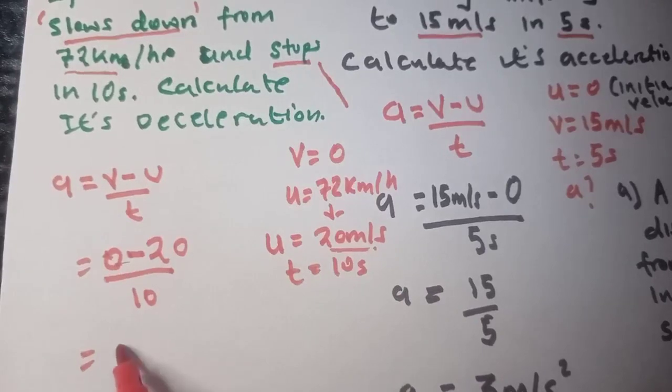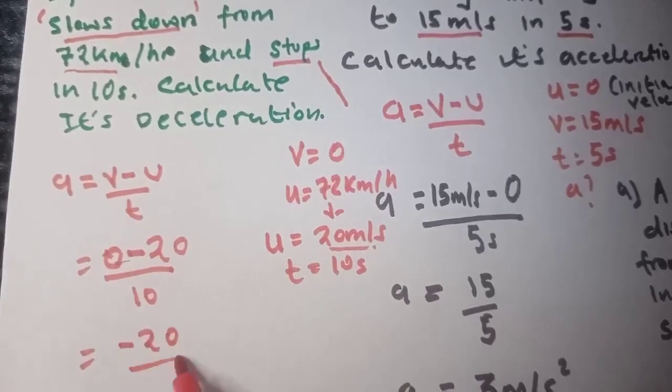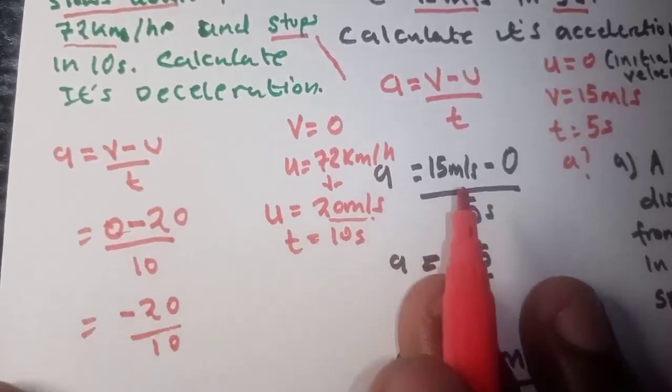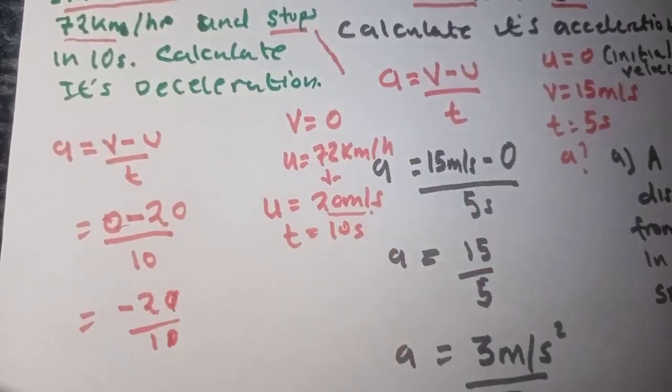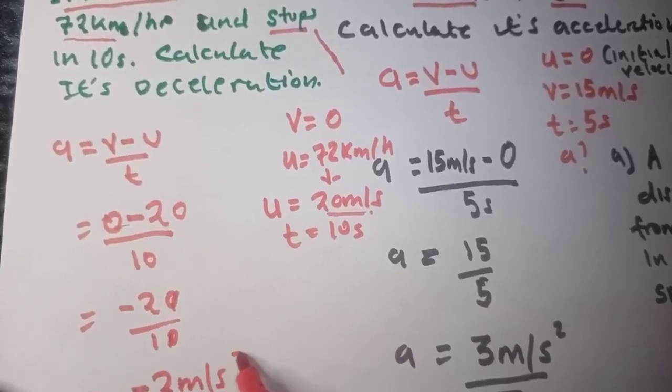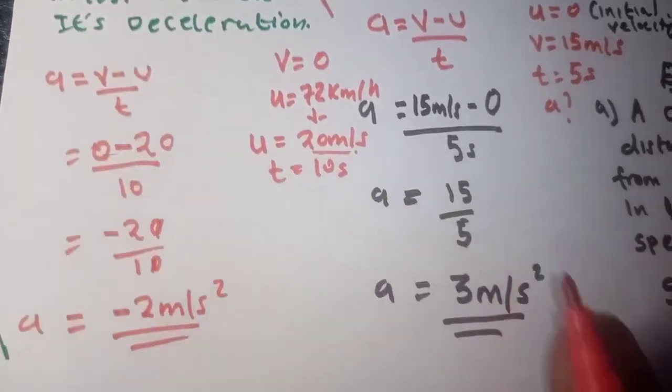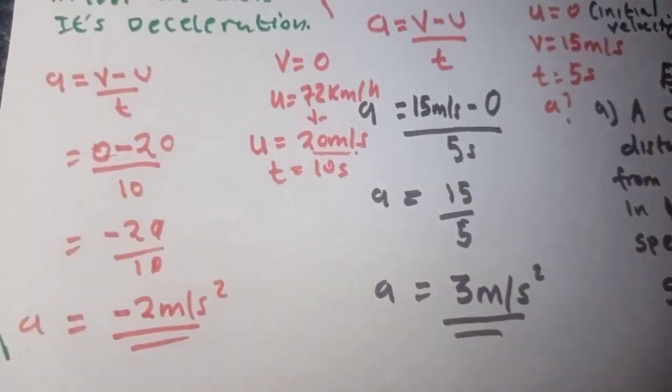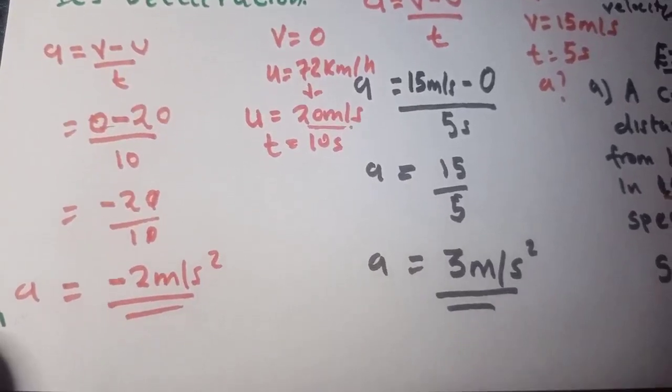0 minus 20, you get negative 20 over 10. Then you can cancel here and there. So 1 into negative 2, that is negative 2 meters per second squared. And this is our deceleration. Have you seen that our answer is a negative? Our answer is what? A negative.